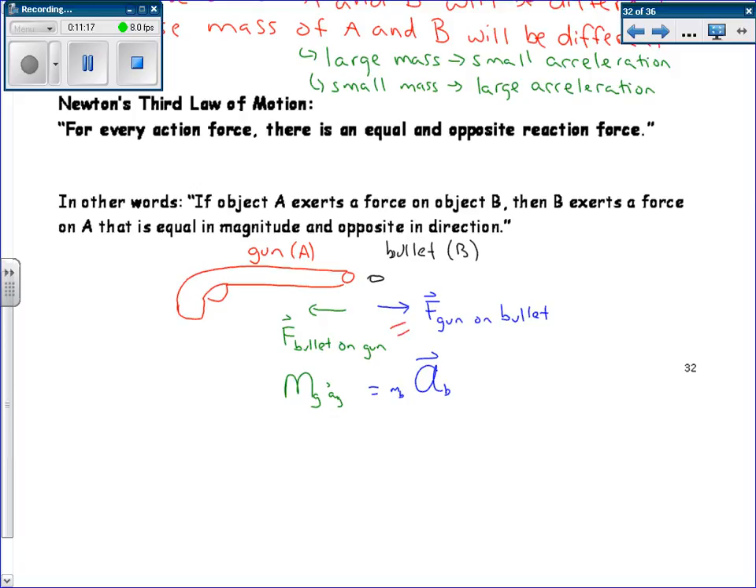When you're talking about action and reaction forces, the forces acting on the opposite objects that are interacting with each other are equal but opposite. When we want to analyze forces, we would look just at the gun or just at the bullet, and then we can look at net forces going on there.